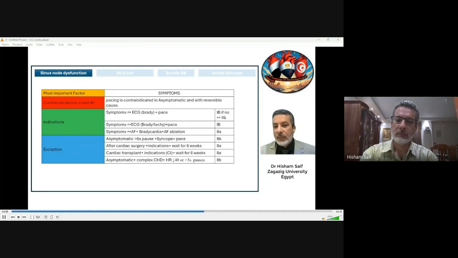The fourth exception is that we can implant a pacemaker in an asymptomatic patient if he has a complex congenital heart disease and his daytime heart rate is less than 40 beats per minute, or he has pauses of more than 3 seconds on ECG.